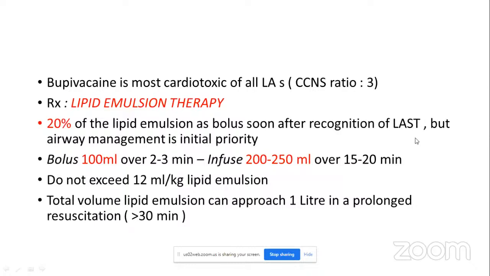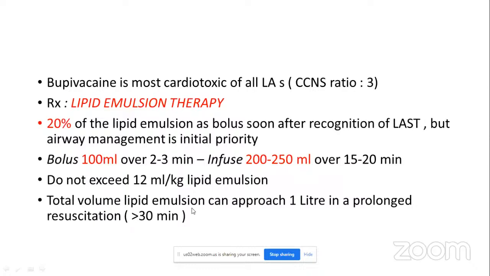Initially, what we should do is stop giving the local anesthetic we are giving. Then we should secure the airway first, followed by the lipid emulsion therapy. How is it given? Bolus of 100 ml over 2 to 3 minutes, followed by infusion of 200 to 250 ml over 15 to 20 minutes. This is bolus, this is infusion.